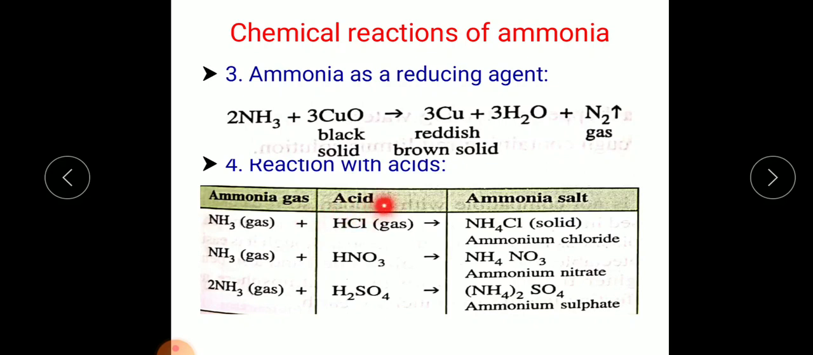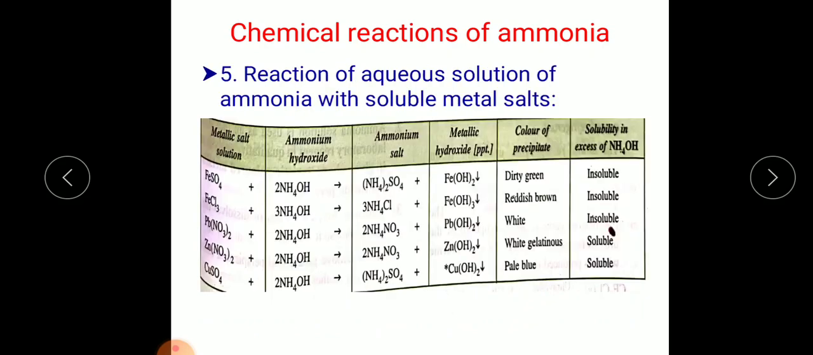Reaction with acids. Ammonia gas can react with acids to form ammonium salts. Ammonia gas reacts with HCl to form ammonium chloride, with nitric acid to give ammonium nitrate, and with sulfuric acid to give ammonium sulfate.